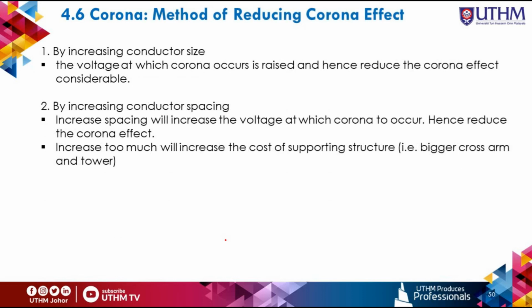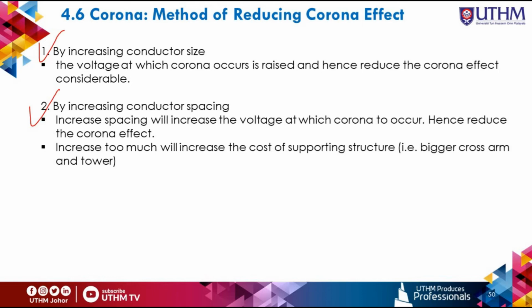How do we reduce the corona effect? The methods to reduce the corona effect are two. The first one is by increasing the conductor size. By increasing the conductor size, the voltage at which corona occurs is raised, and hence corona effects are considerably reduced. This is one of the reasons that ACSR conductors, which have a larger cross-sectional area, are used in transmission lines.